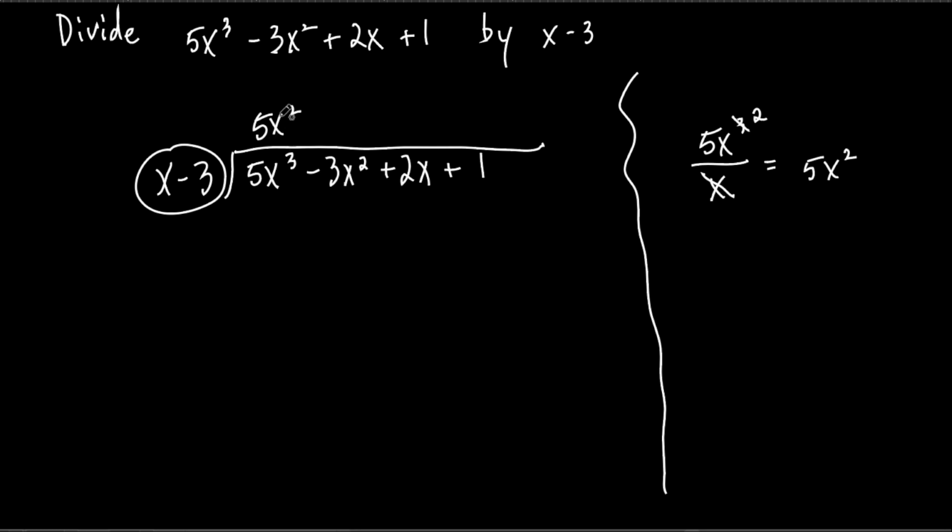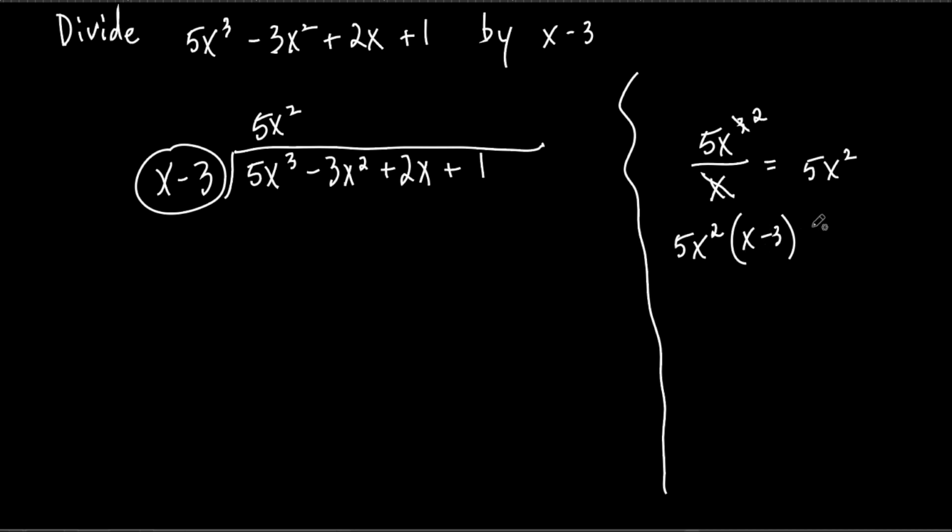But let's do it. How do I multiply 5x squared times x minus 3? I'm going to do this off to the side. 5x squared times what? X minus 3. Once you get good at these, you may look at this and just be able to do this in your head. But if you can't, I would do it off to the side. And that's why this little squiggly thing is here. Okay, it's just off to the side.